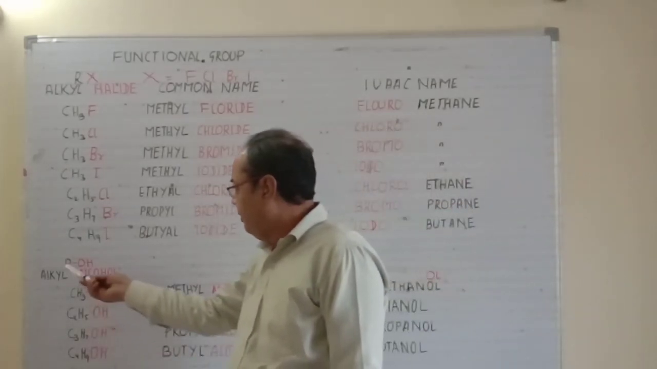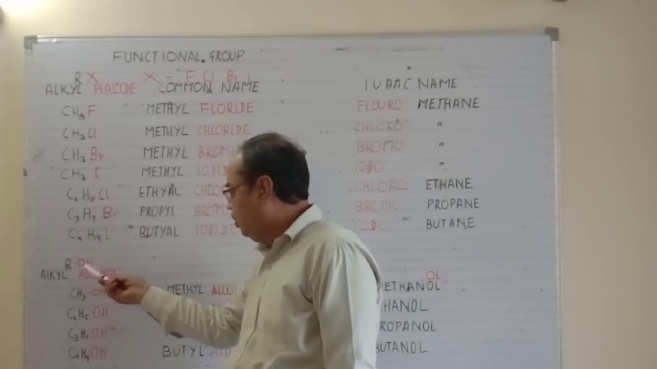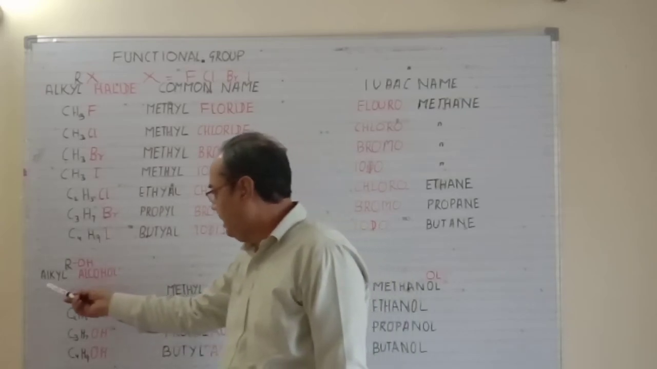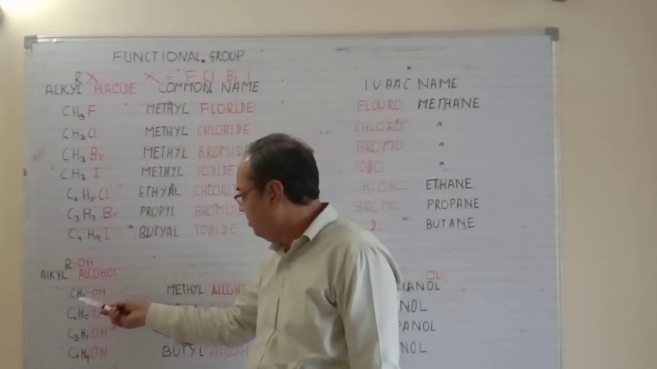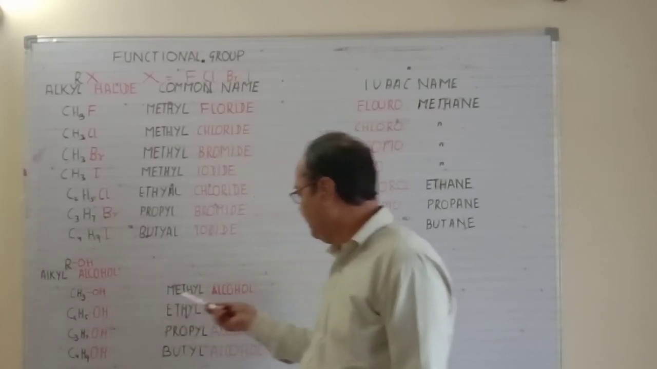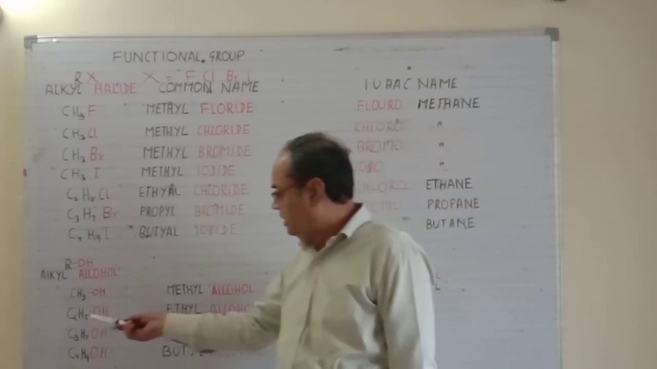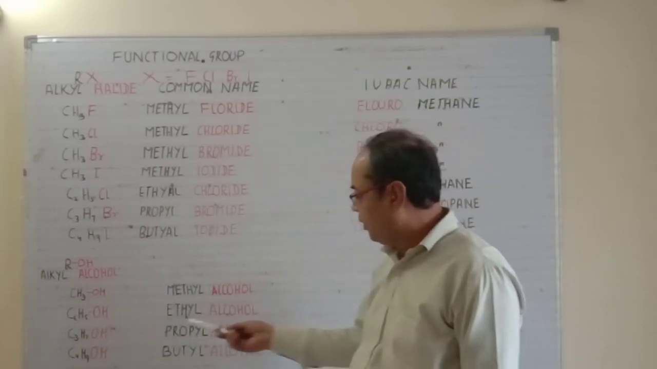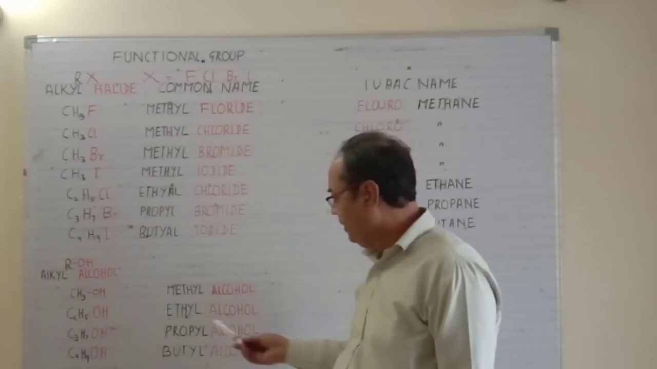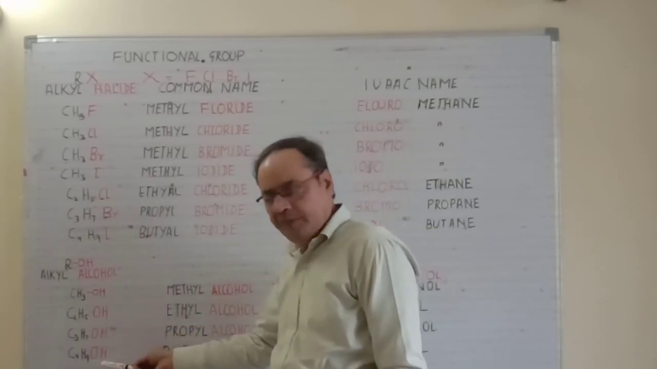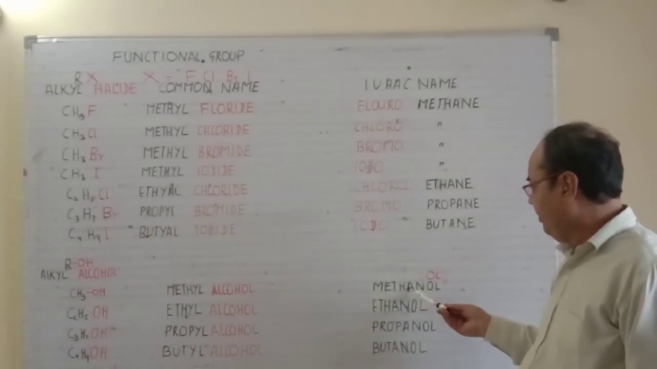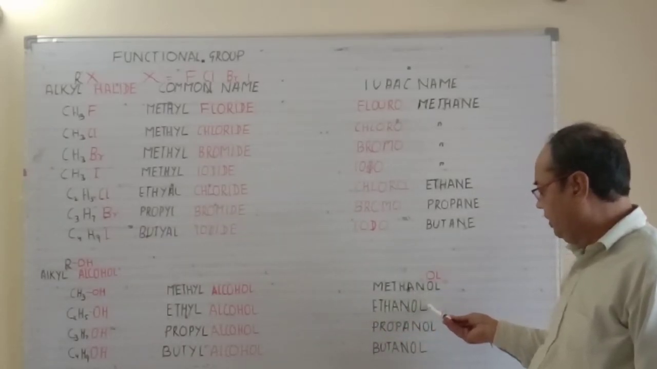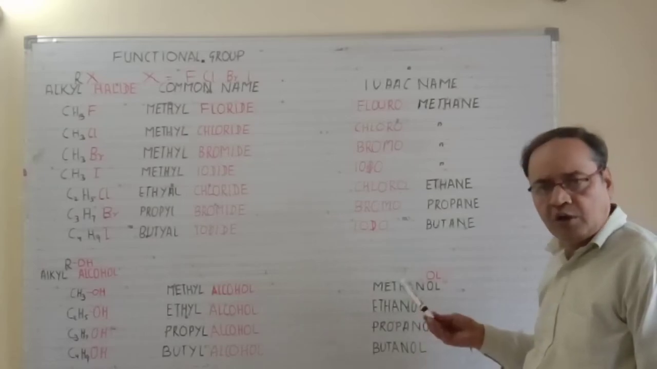Next group we have is alcohol. R is the alkyl group, OH is the functional group. So the group is known as alkyl alcohol. A common name for the alkyl alcohol, with methyl, is methyl alcohol. With ethyl, it is called ethyl alcohol. With propyl, propyl alcohol. With butyl, butyl alcohol. And the same way, with IUPAC name, we have methanol, ethanol, propanol, butanol.